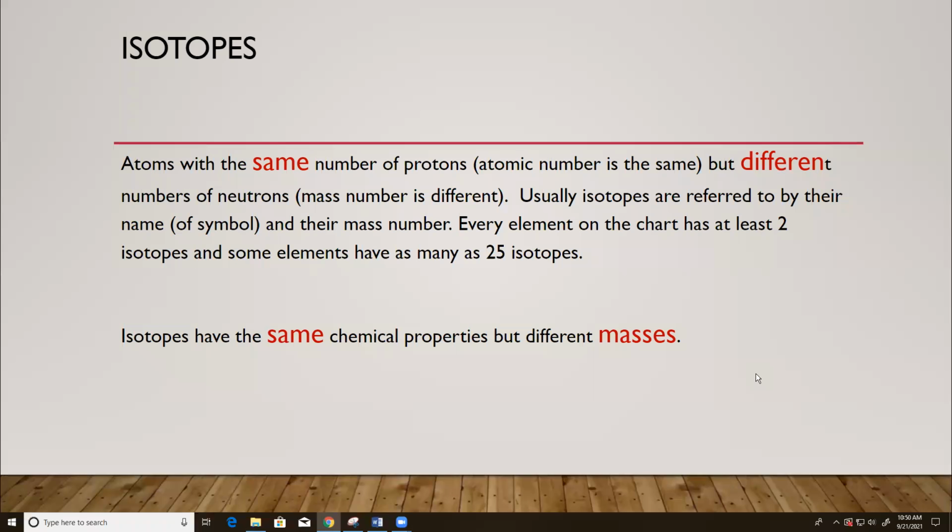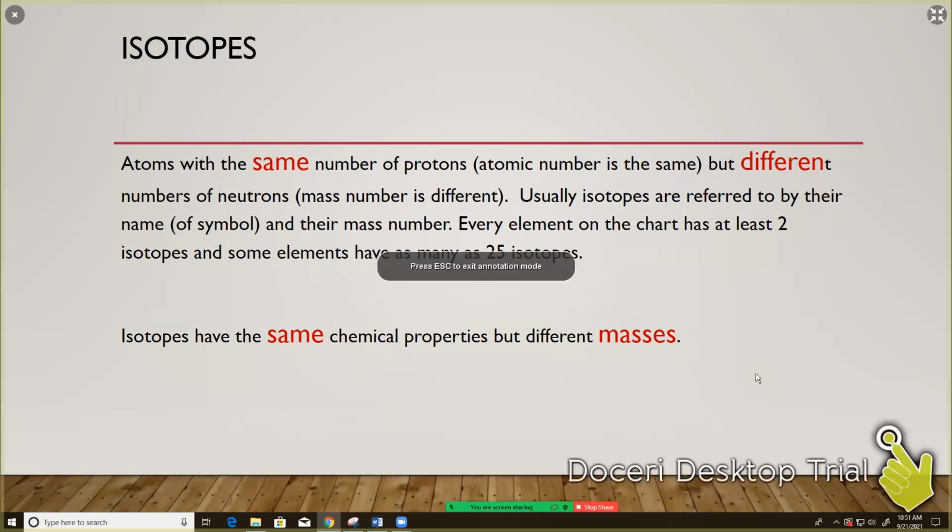So we've been talking about the subatomic particles in the atom, and we're going to carry on with that, talking about isotopes. So isotopes are atoms with the same number of protons, which means the atomic number is the same, because that's what your atomic number does. It tells you how many protons there are. And that does not change, because we said atomic number doesn't change because it identifies the element. But they have a different number of neutrons.